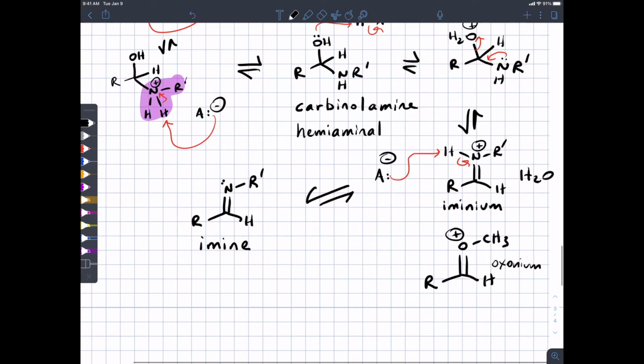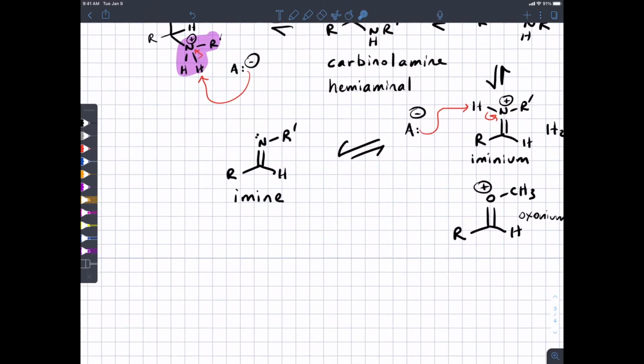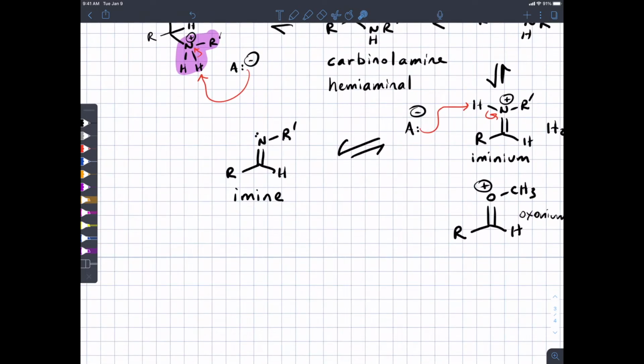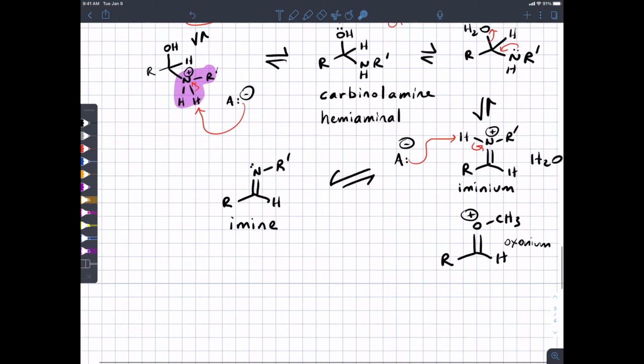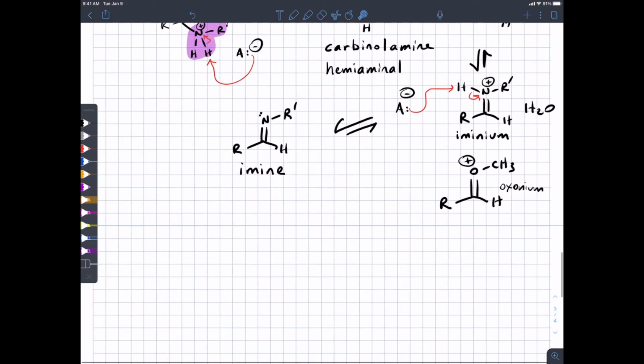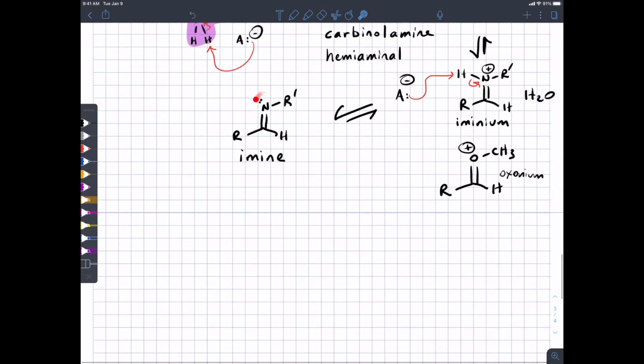The difference between oxonium and iminium is that the iminium has a proton on it that can be removed to give us a neutral product, and that's not a possibility for this oxonium ion. Okay, so now let's go back to what these R groups are, because we're talking about high levels of blood glucose. This imine is a new functional group you haven't encountered before.